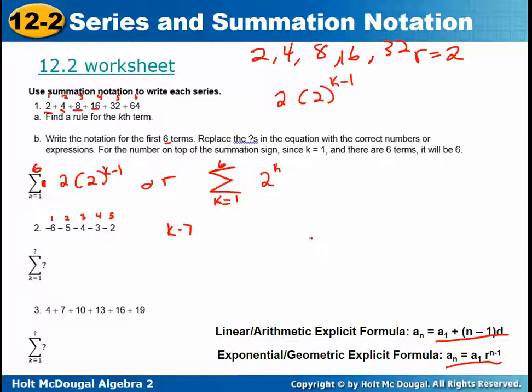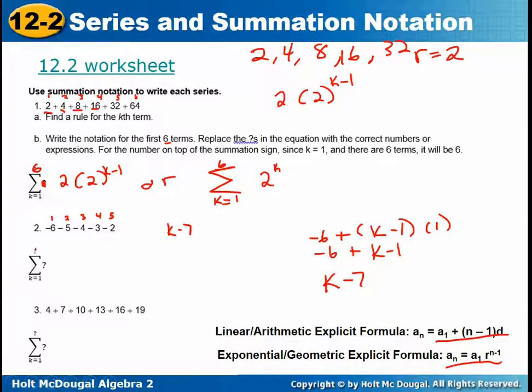So a1 is negative 6 plus n, that I'm going to replace with k, minus 1 times the common difference, which is every time I'm adding 1 here, right? Negative 3, yep, I'm adding 1. So that's just times 1. So let's see, that's negative 6 plus, I can simplify this, 1 times parentheses k minus 1 is still k minus 1. Hey, this simplifies to the same thing, k minus 7. So I would have got the same rule whether I figured it out logically and using my brains or whether I went to the explicit formula and plugged in the parts and then simplified.